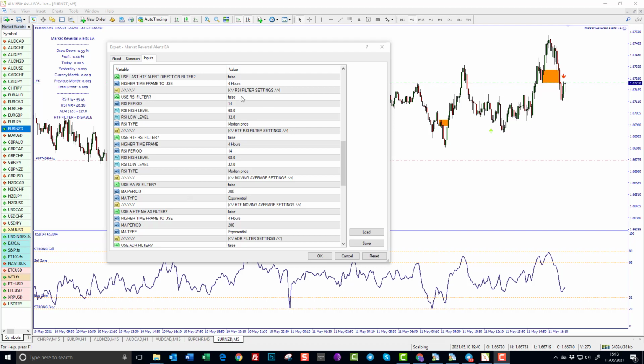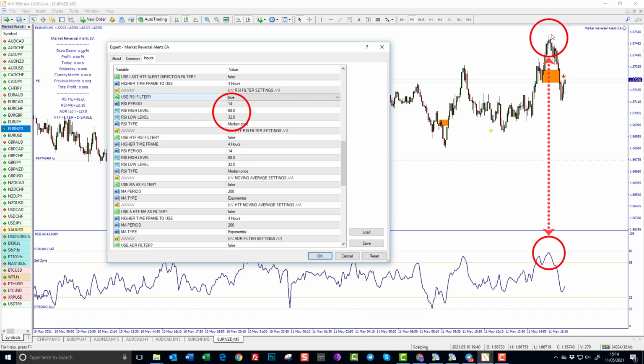What happens if you set the RSI filter to true is the EA will only take a reversal alert trade if the RSI was extended above the levels that you select when the high was put in before the reversal alert was given. So in this case, we've set the RSI high level to 68. And as you can see, this high here took the RSI above 68. So this would have been a valid entry.